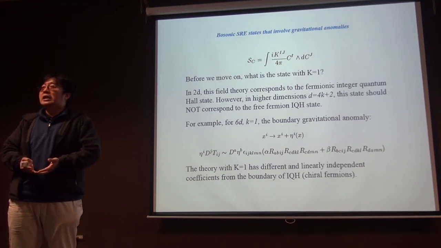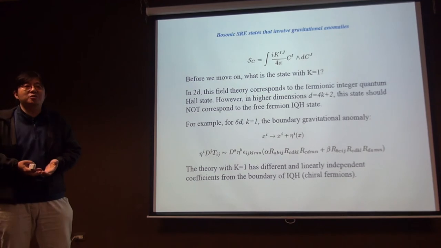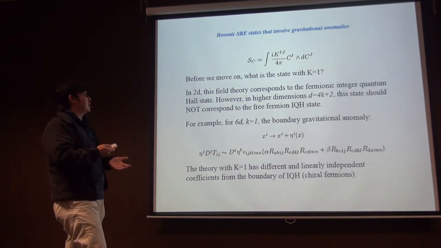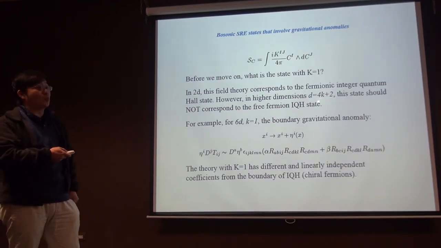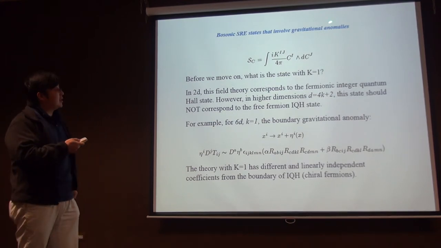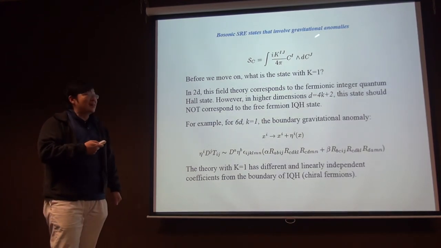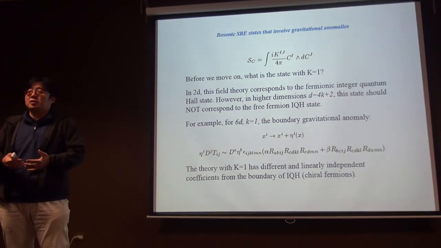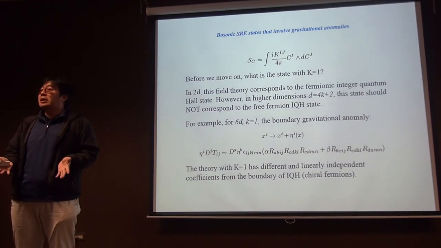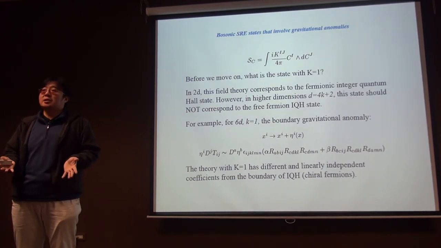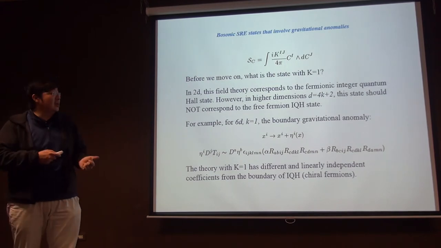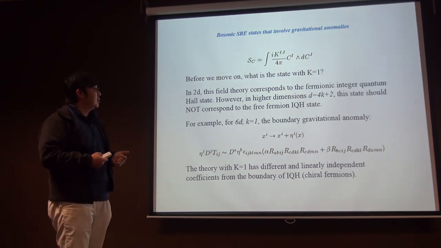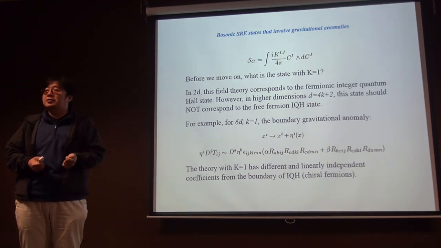It's very easy. So now we can ask this question: in 6+1 dimensions, when k equals 1, does this state correspond to the 6-dimensional integer quantum Hall state or not? It's a very natural question to ask. Is this the same as the integer quantum Hall state in 6 dimensions? Turns out the answer is no.